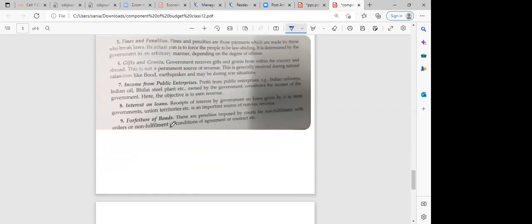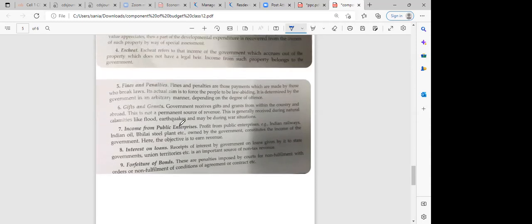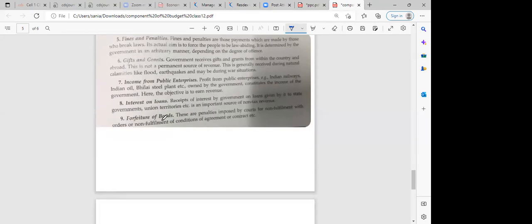Similarly, there is forfeiture of bonds. These are the penalties for non-fulfillment. For example, there is a contract that on a daily or monthly basis you will be giving me 100 rupees, but somewhere you didn't give it to me. So that is the bond, and you have to pay the fine. This is the fine you will be giving to the government. That is known as forfeiture of bond. Okay, clear?